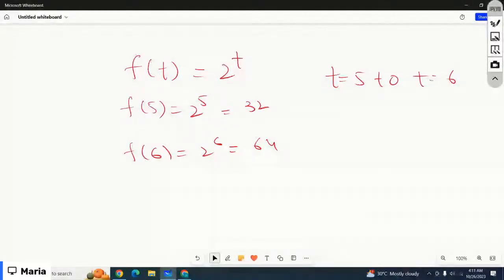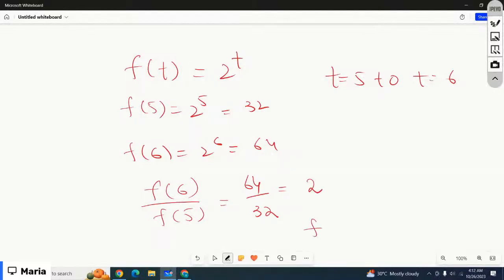Yes, it is 64. Okay, so you have to do f of 6 divided by f of 5, right? So f of 6 is 64 and f of 5 is 32. So 32 times 1 is 32 and 32 times 2 is 64. That means f of 6 is equal to 2 times f of 5. That means during the time interval t equals 5 to t equals 6, the function is increasing 2 times, right?